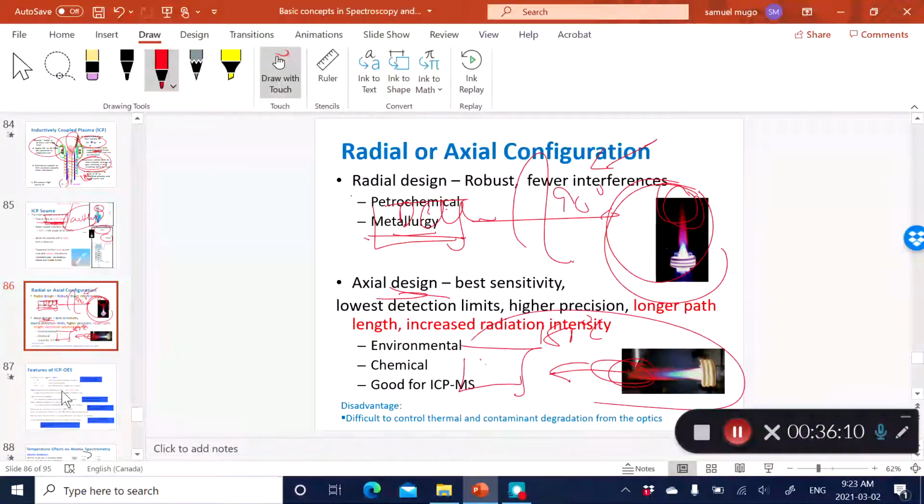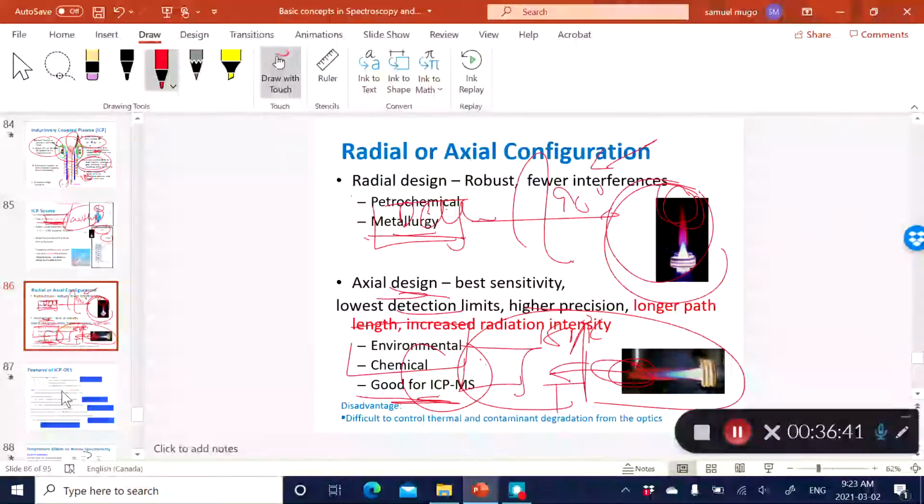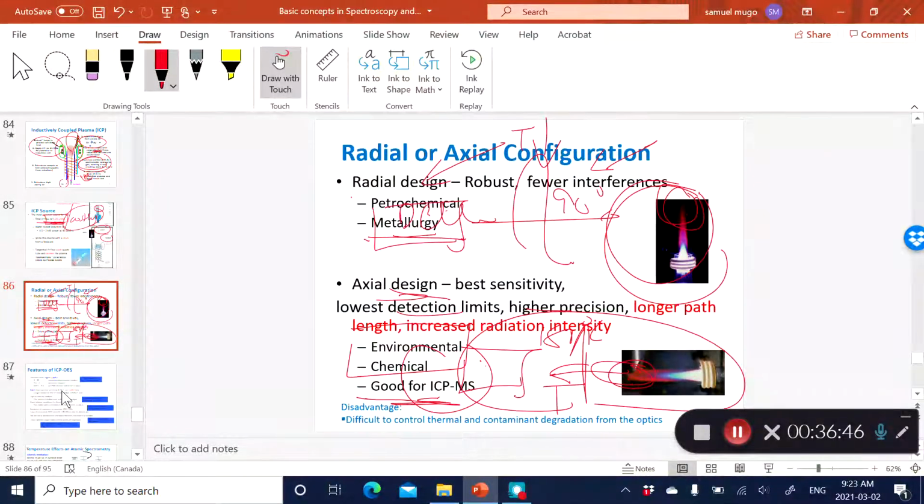But the good thing with doing it this way, you tend to get lower detection limits, higher precision, and so forth. And so it's fairly good if you're doing environmental analytics, because the temperatures here also tend to be higher, so ionization is better if you're running the plasma in an axial mode. So again, think about those two different modes and their relative advantages and disadvantages. Again, you can see here, the temperature is lower with the radial, and that's why you're getting fewer spectral lines, which can be a good thing if you're dealing with a very dirty type of matrix.